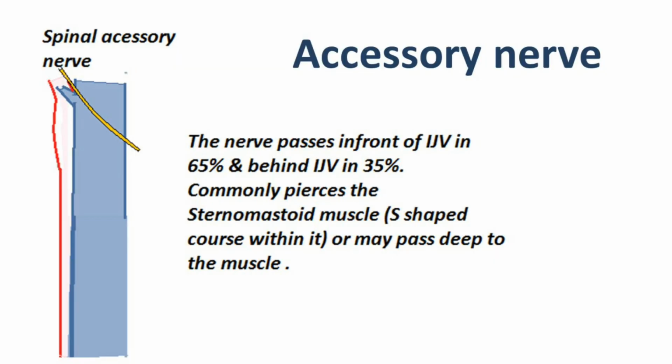The accessory nerve passes in front of the uppermost part of the IJV in 65% of cases and behind the IJV in 35% of cases. It commonly pierces the sternomastoid muscle and runs along it in a S-shaped course or may even pass deep to the muscle.